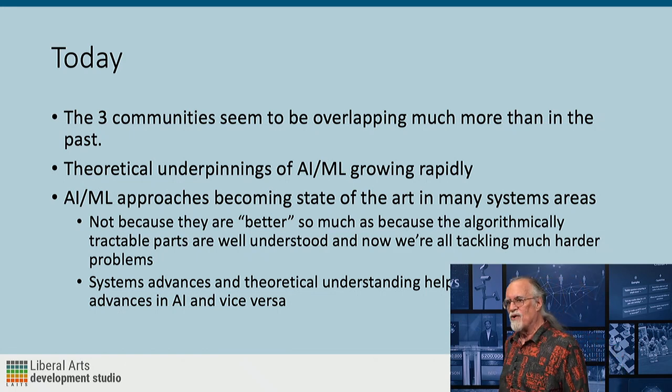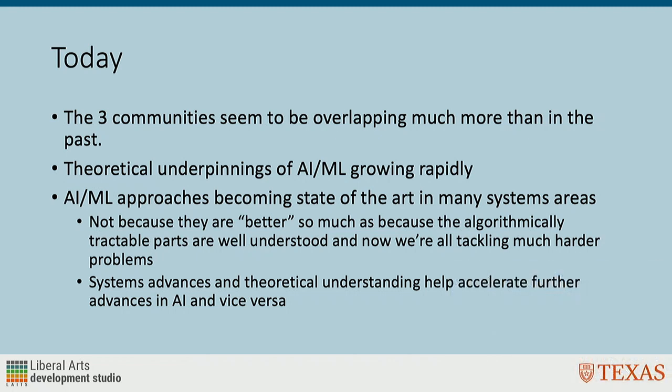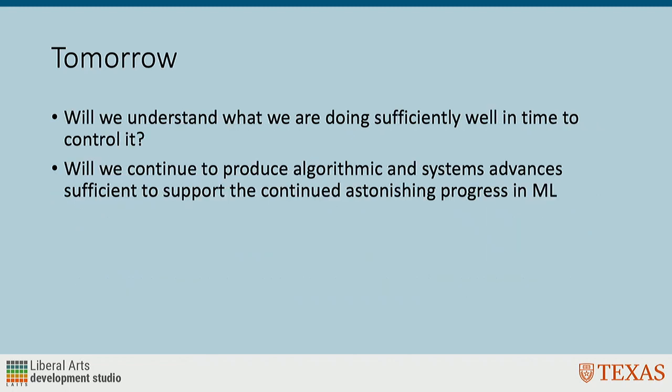So what's going on now is that these three communities overlap more than ever. They're working together more than ever. They're enabling each other's progress more than ever. It's a great time. This is the right thing. And the other thing that I see, and Peter and I have had this discussion a few times, is: is this another boom time followed by a bust for AI?